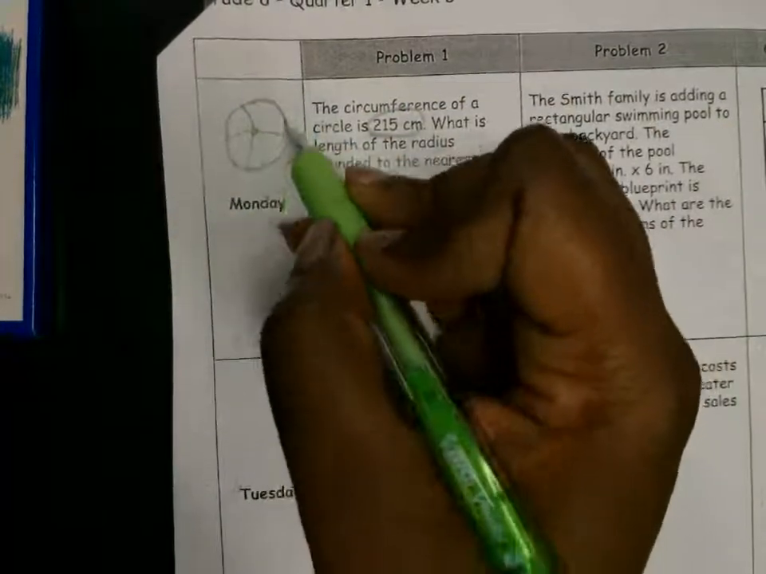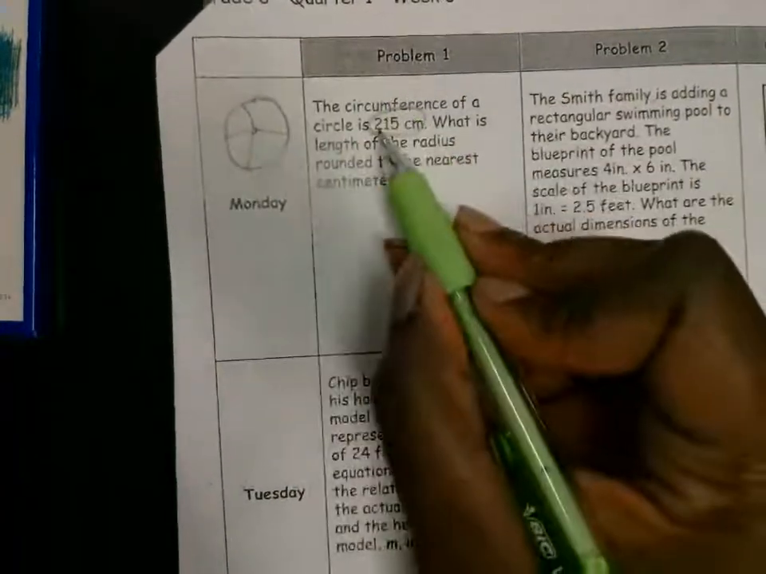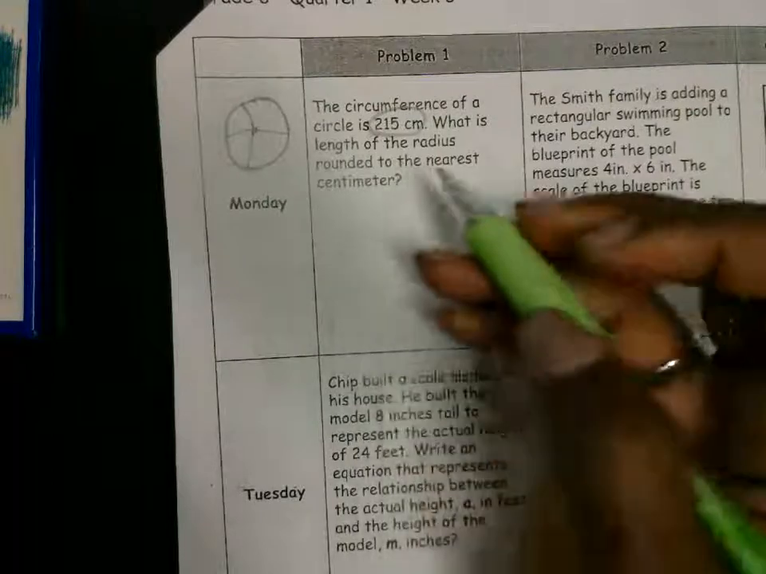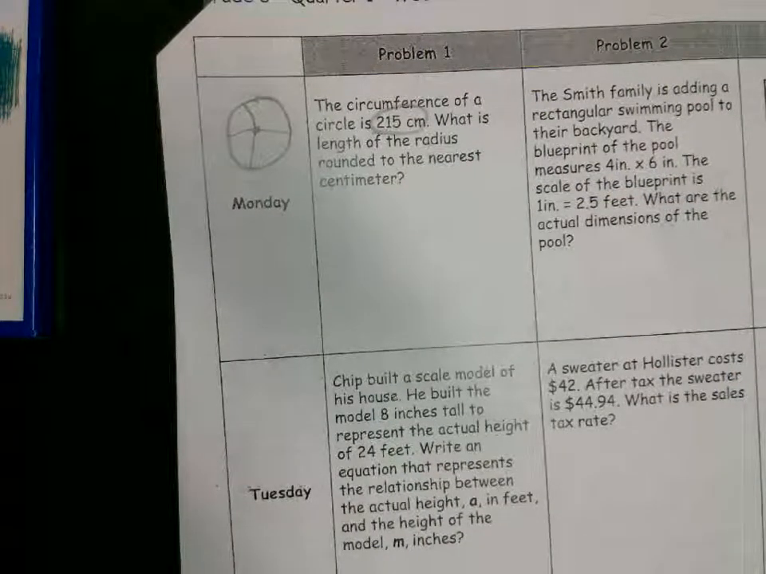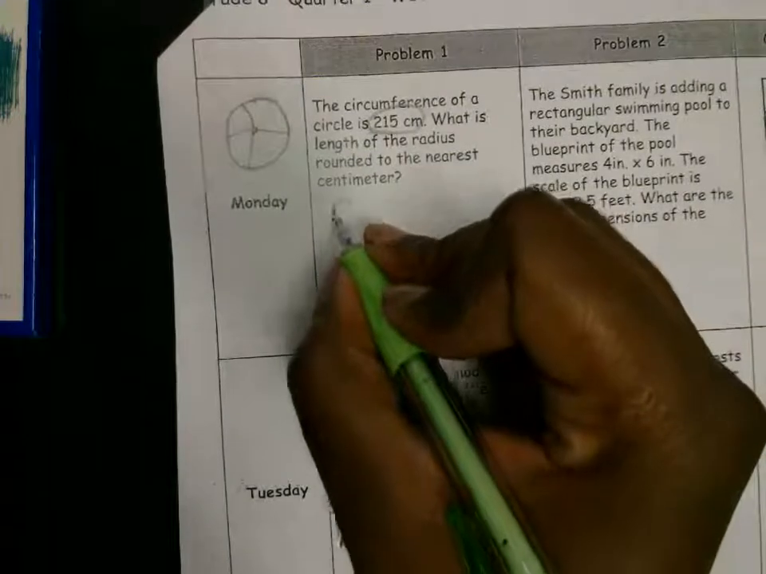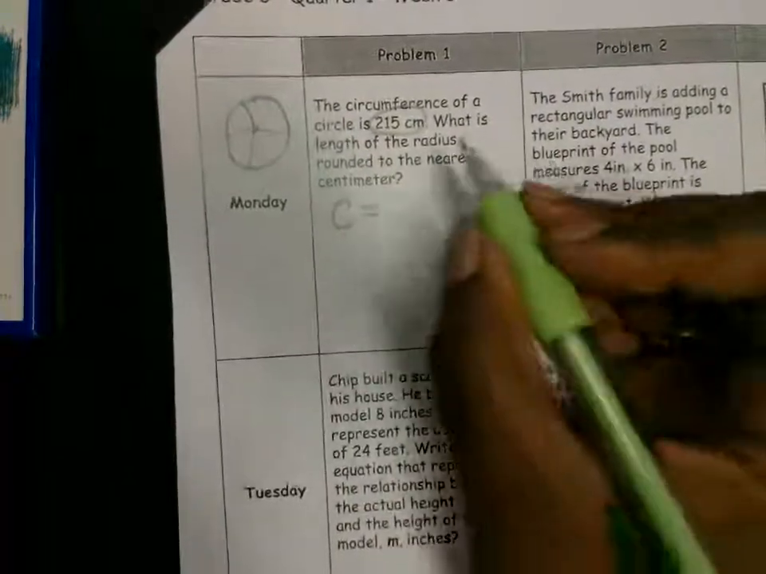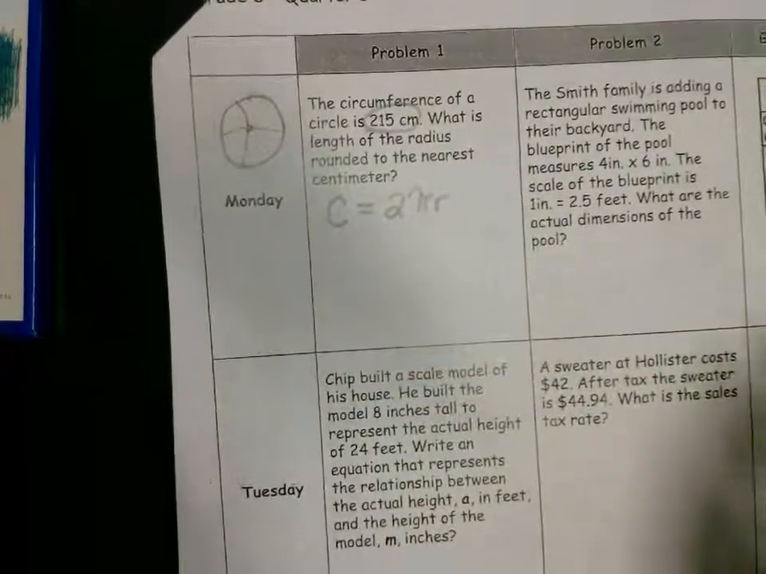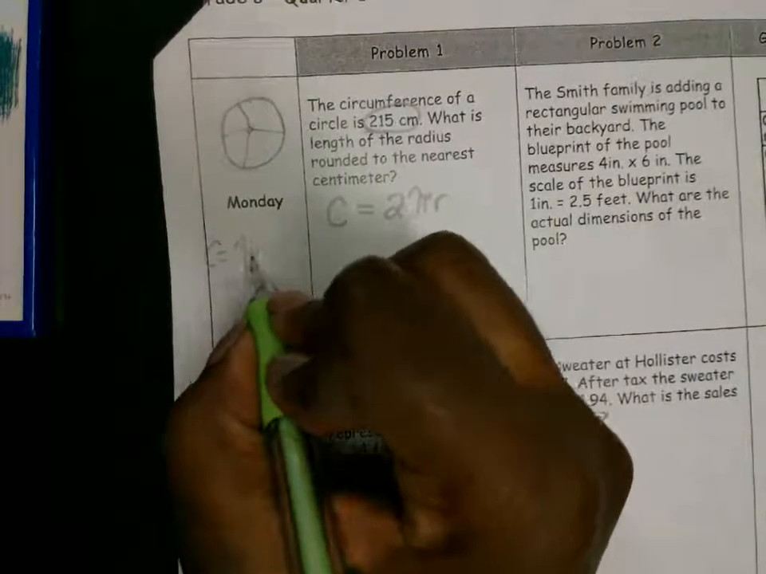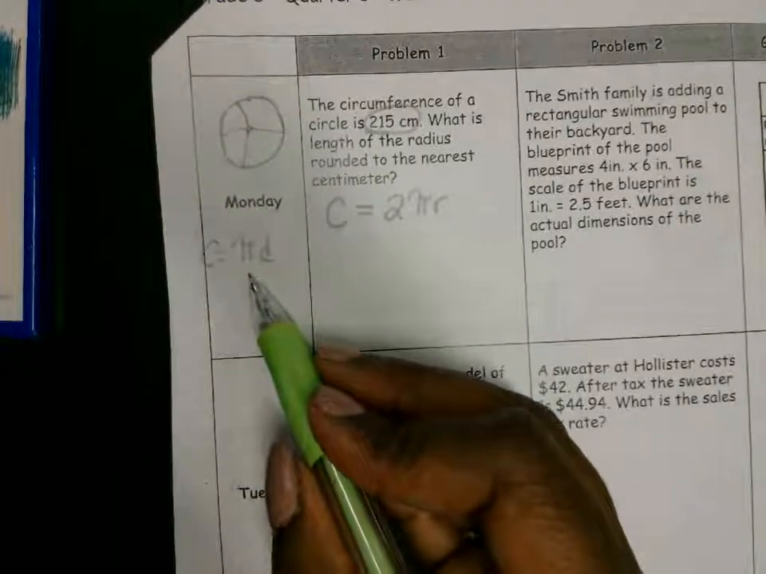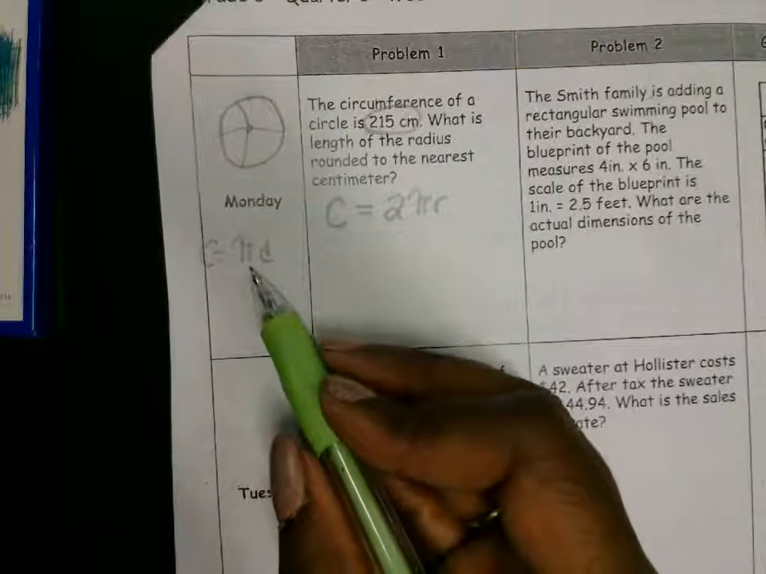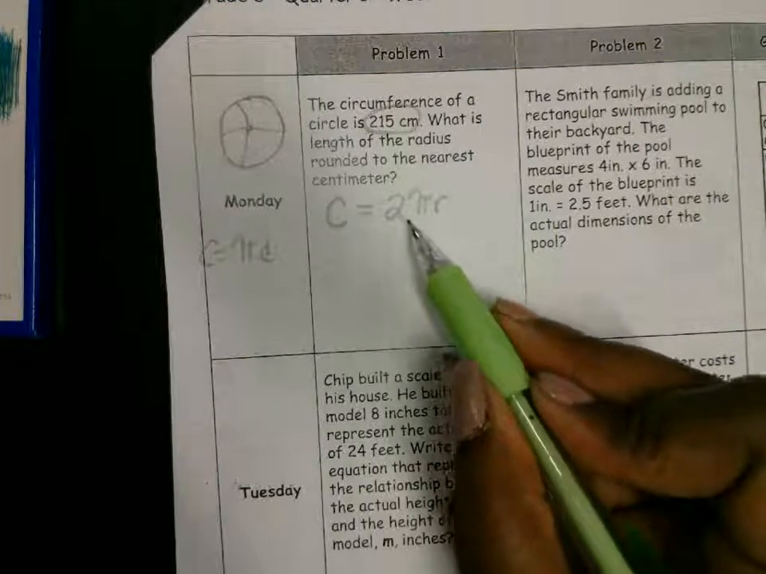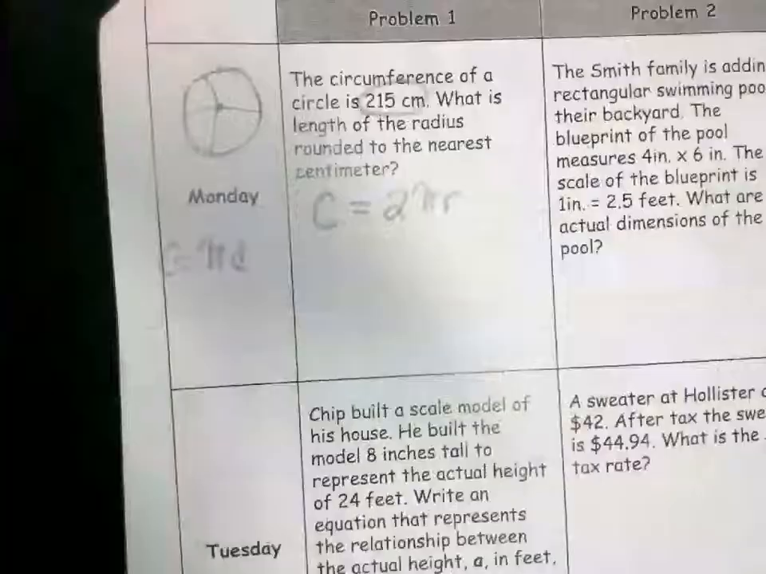So the distance around this circle, the length around the circle, is 215 centimeters. What is the length of the radius? So we need to write the formula for circumference, which is C equals 2 pi r. There's another formula for circumference, which is C equals pi d. I could use this formula as well. However, I want to know what the radius is, so I'm going to use the formula that has the radius. Please write this formula down for circumference.